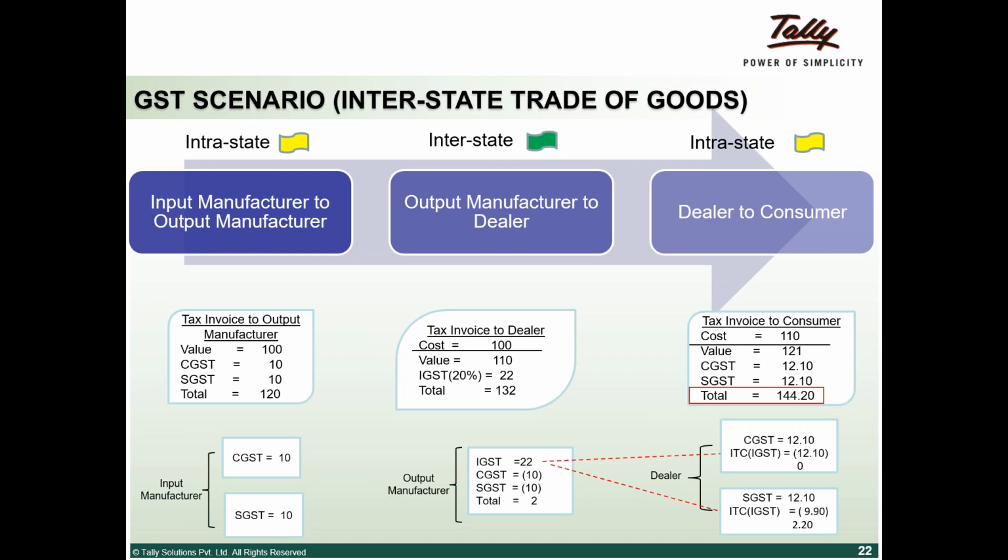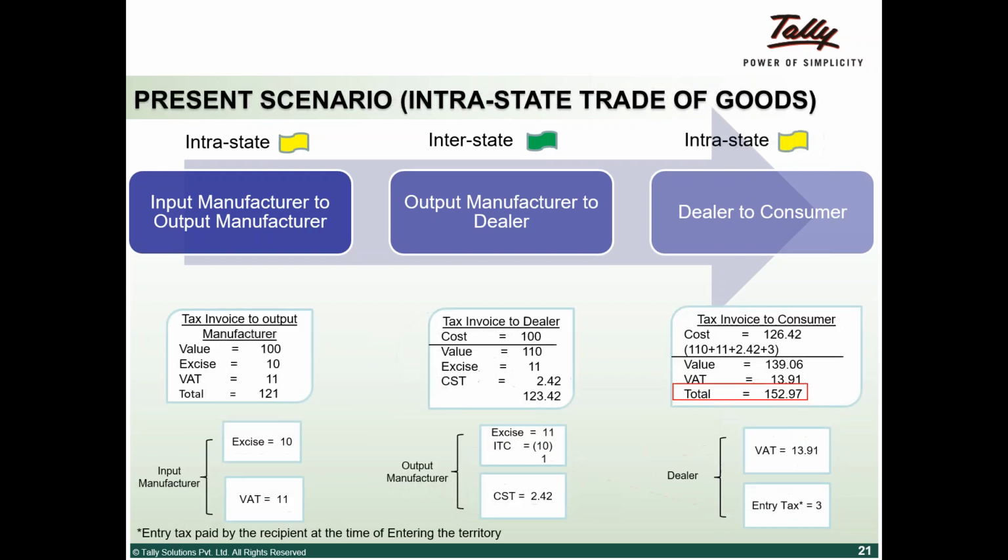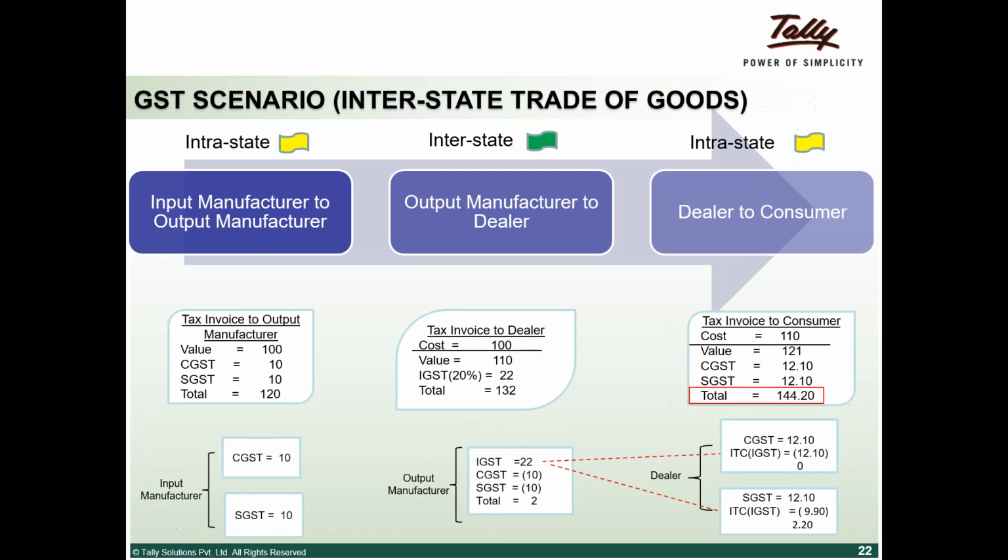Since it is within the state of Tamil Nadu, CGST and SGST will be applicable. 12 rupees 10 paisa each of CGST and SGST is applicable. Total cost becomes 144. If you look at my previous slide, the cost worked out to be 152. So here it is 144. That's a difference which we wanted to highlight.